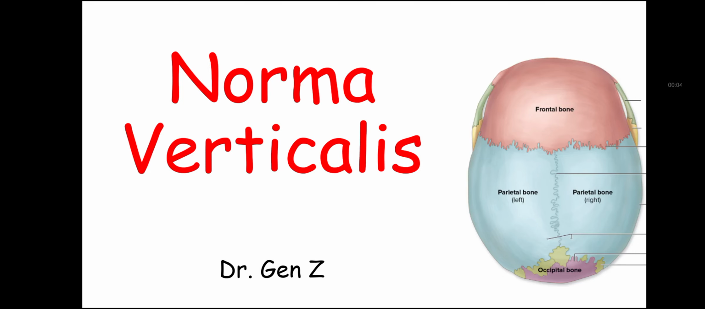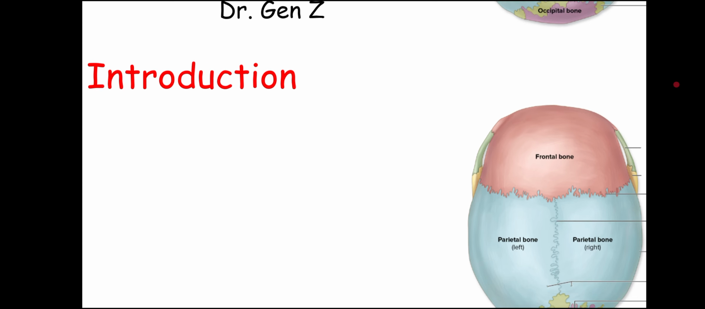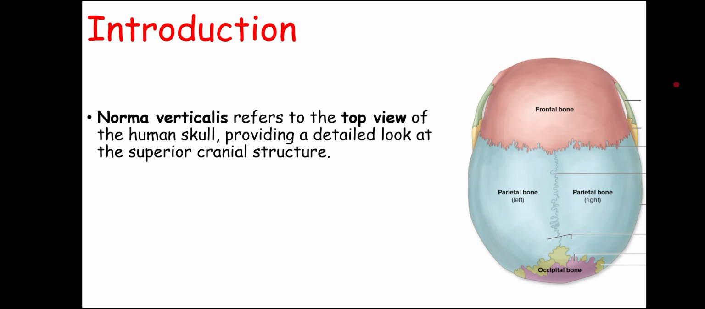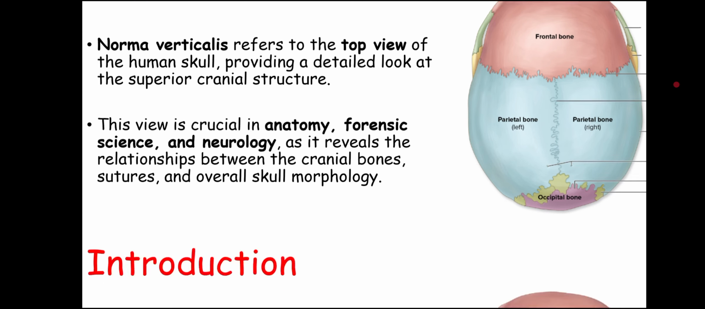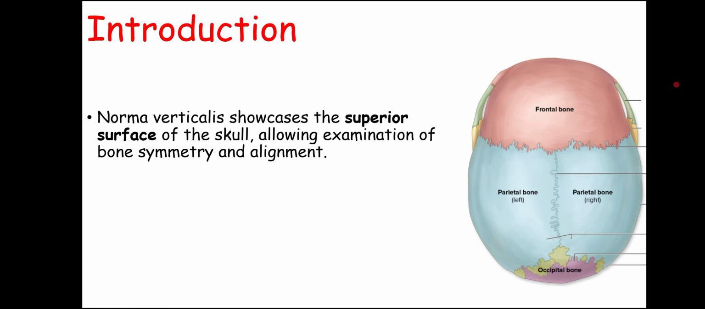Today we are going to talk about Norma Verticalis. We will start our topic with introduction. Norma Verticalis refers to the top view of the human skull, providing a detailed look at superior cranial structures. This view is crucial in anatomy, forensic science, and neurology, as it reveals the relationship between the cranial bones, sutures, and overall skull morphologies. Further talking about its introduction, Norma Verticalis showcases the superior surface of the skull, allowing examination of bony symmetry and alignment.